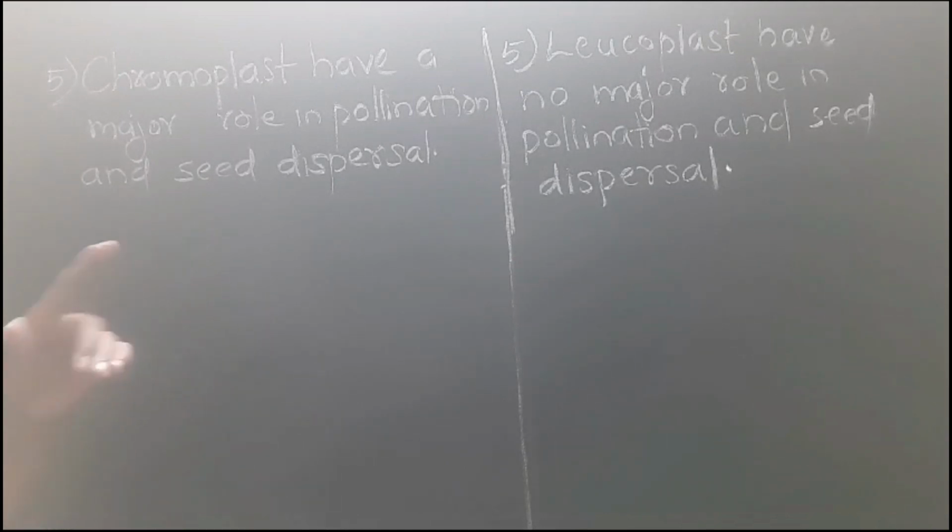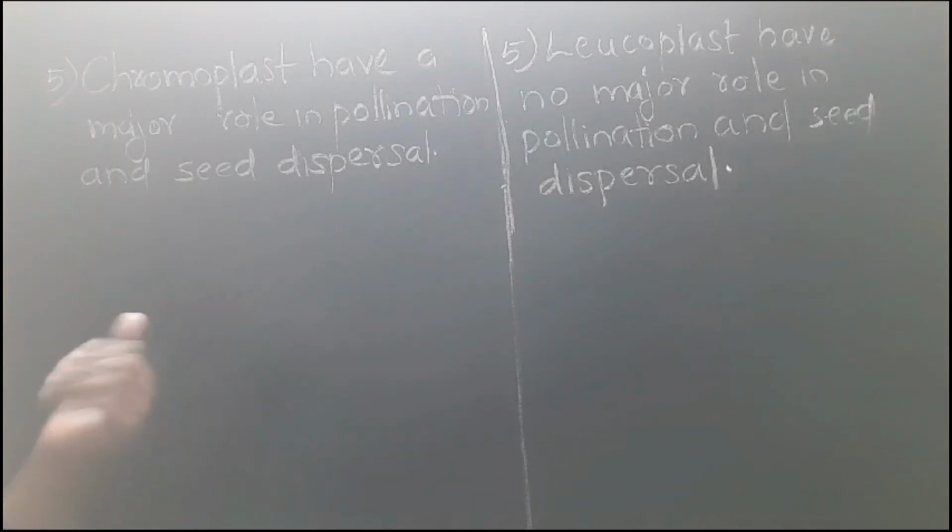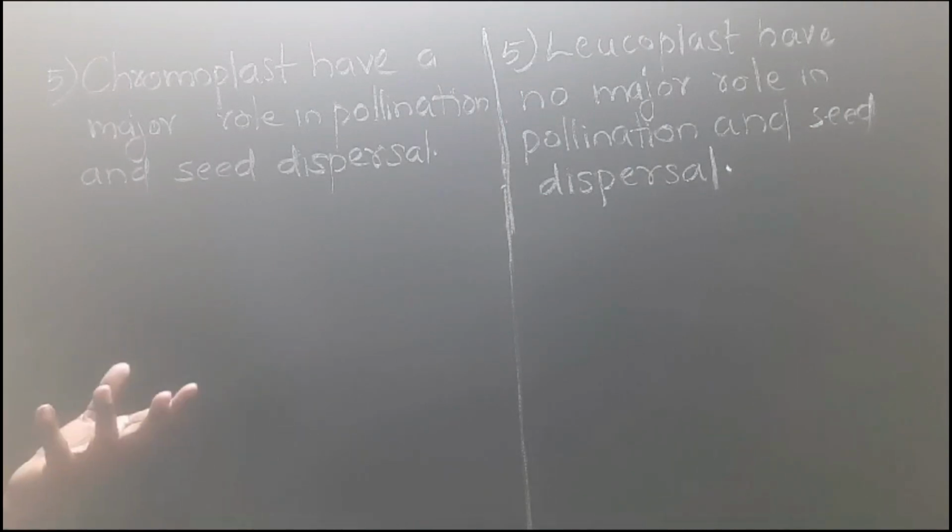And then leucoplasts have no major role in pollination and seed dispersal. Why? Because it is a colorless plastid. So it doesn't give any color to the leaves or flowers or fruits. So they are not attracted to animals or insects. So they have no major role in pollination and seed dispersal. These are the 5 points. Okay, this is the difference between chromoplast and leucoplast.